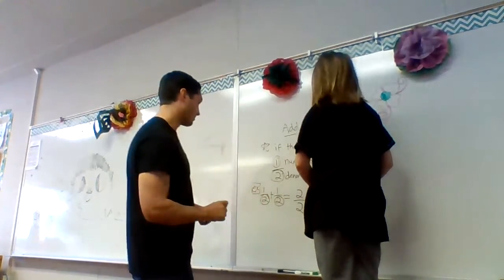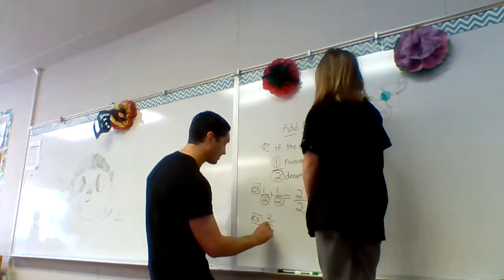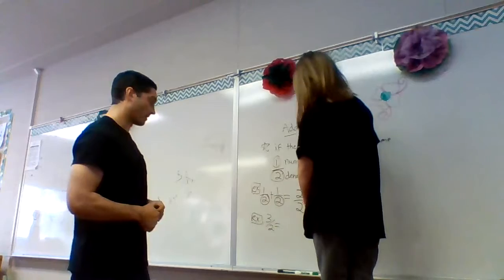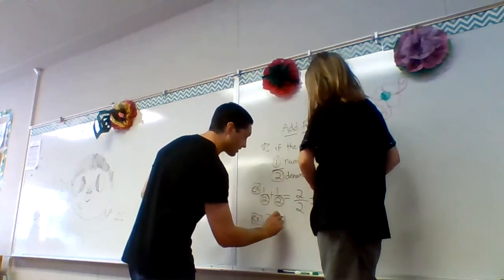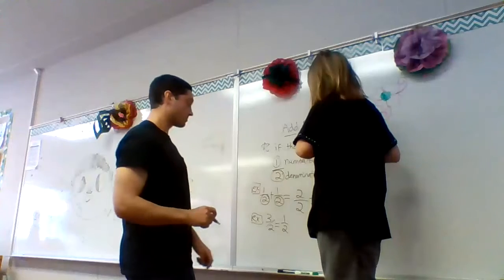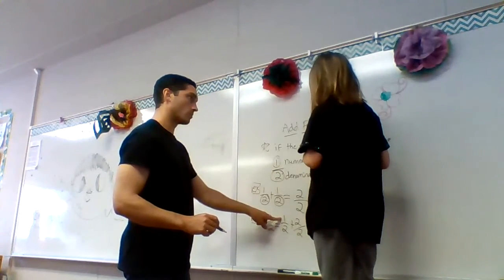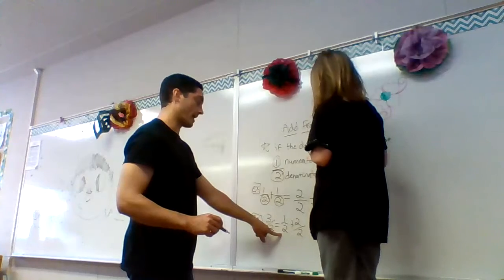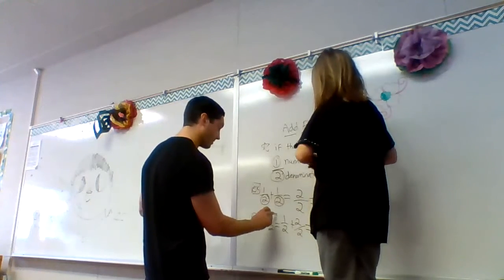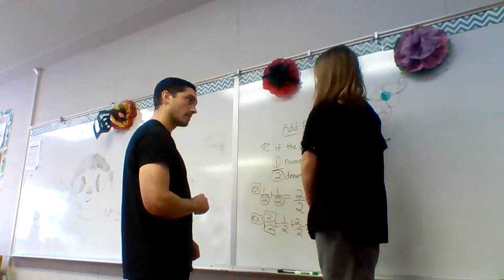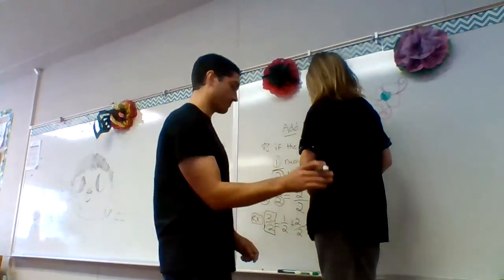Good. So in our example, it was 3 halves. What's another way we could write that, if we wanted to break it up into 2 addition fractions? For example, 2 halves plus 1 half would equal 3 halves.